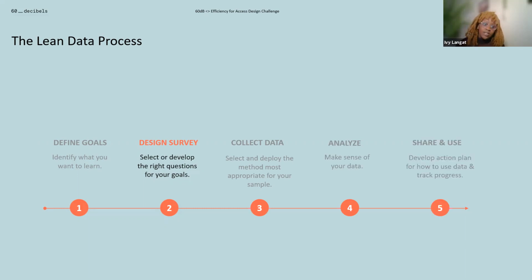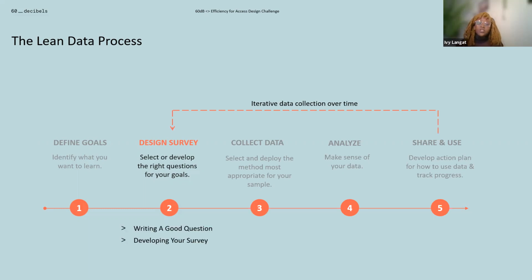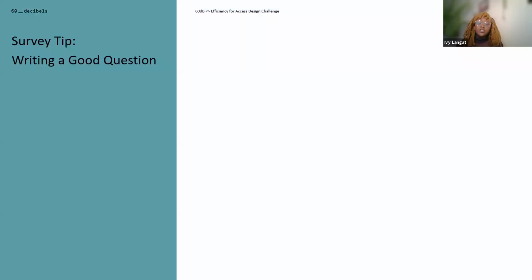So we'll quickly look at the second step, which is survey design. Survey design encompasses two main things. The first one is writing your questions. In a case where the types of metrics that you want to collect data for are not available, then you'll have to write your own questions.